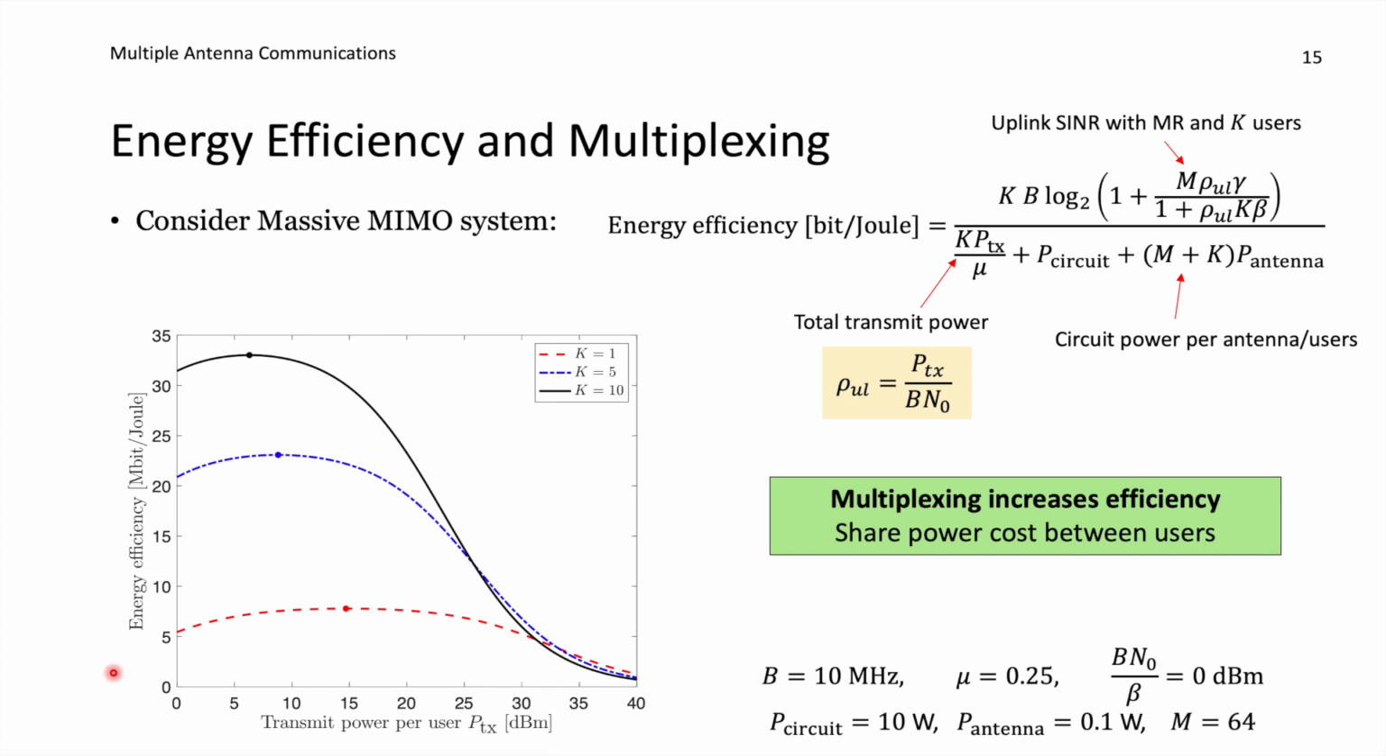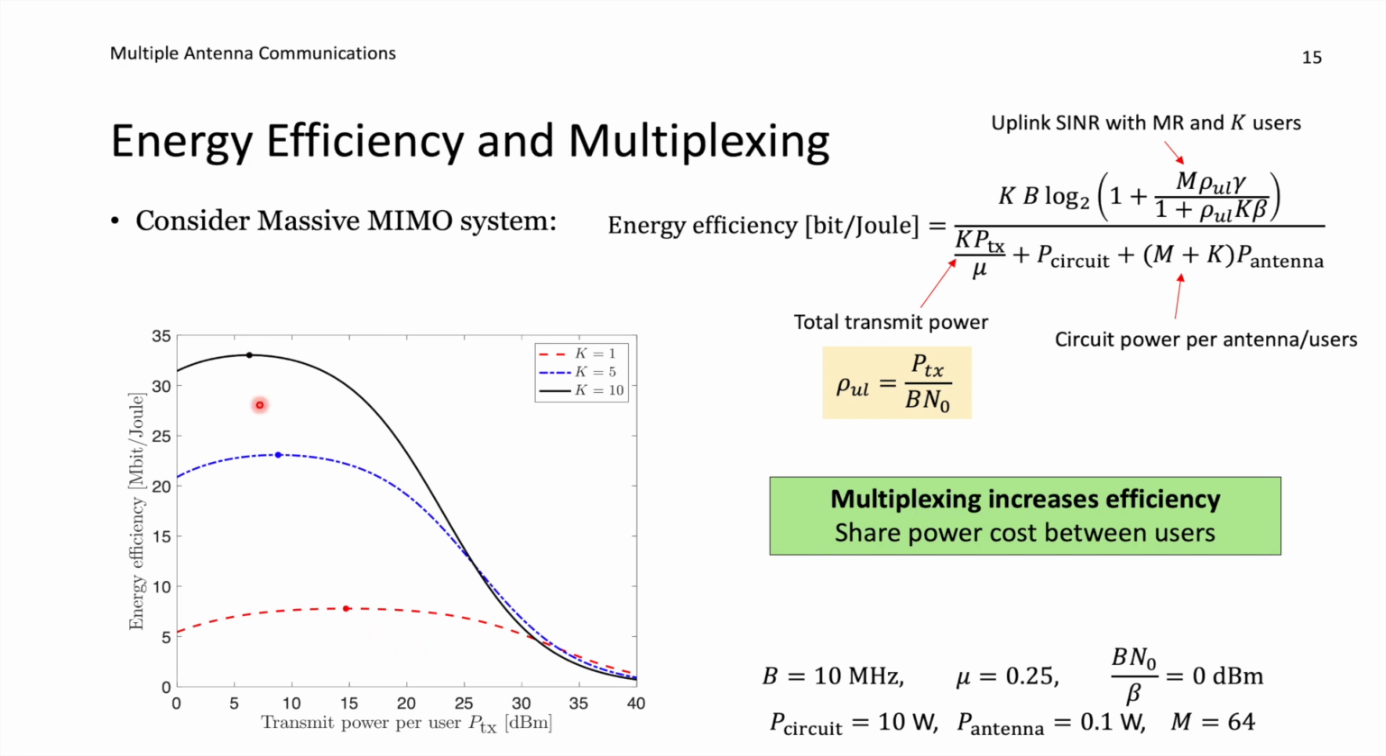And here is the energy efficiency in megabit per joule as I'm changing the transmit power per user, and we are considering 3 different number of users. The red curve is with 1 user, the blue curve is with 5 users, and the black curve is with 10 users. What we can notice here is that as we are adding more users to our system, we also get a more energy efficient operation. And every user is also transmitting with a lower power at the maximum energy efficiency.